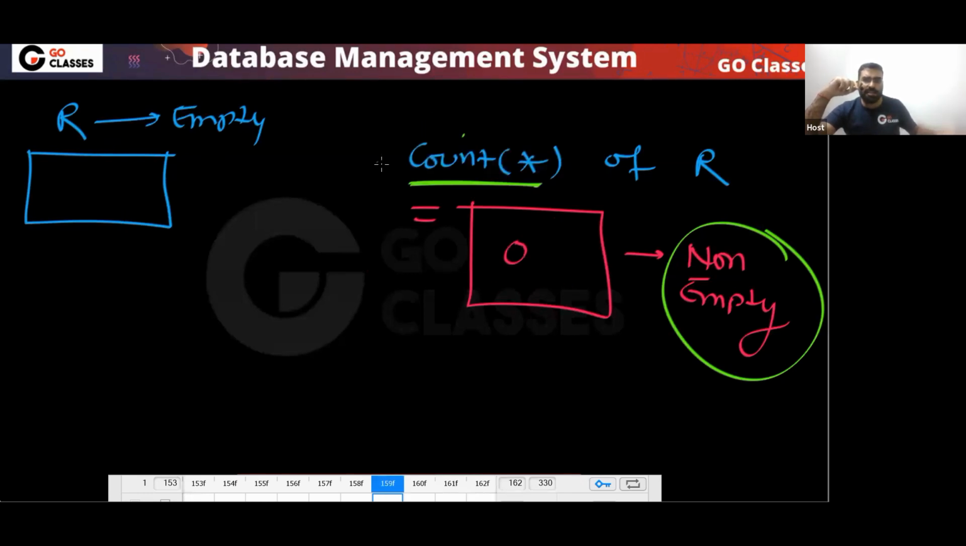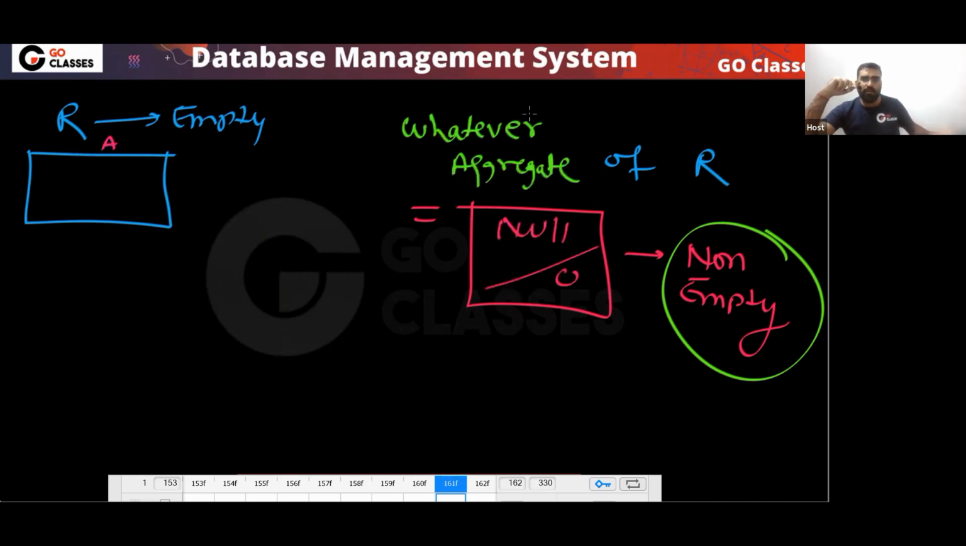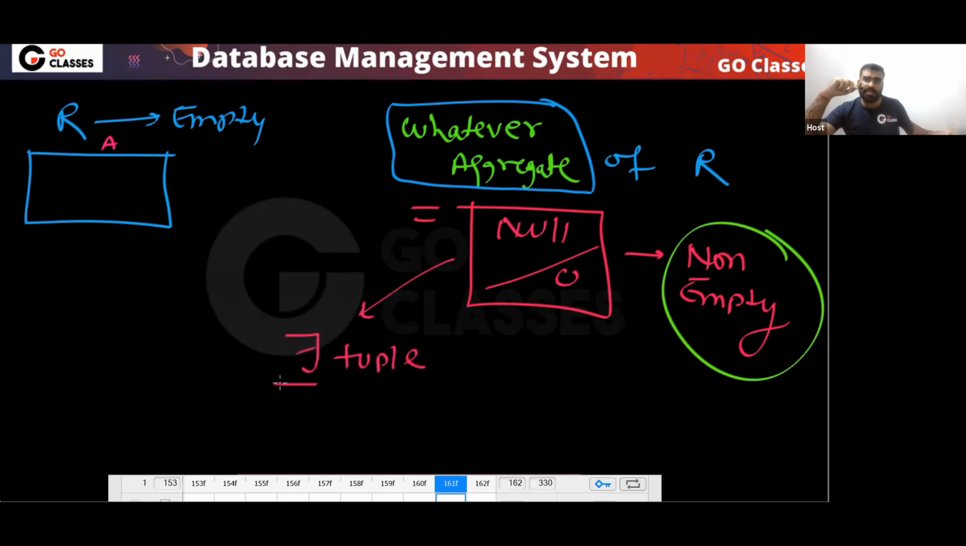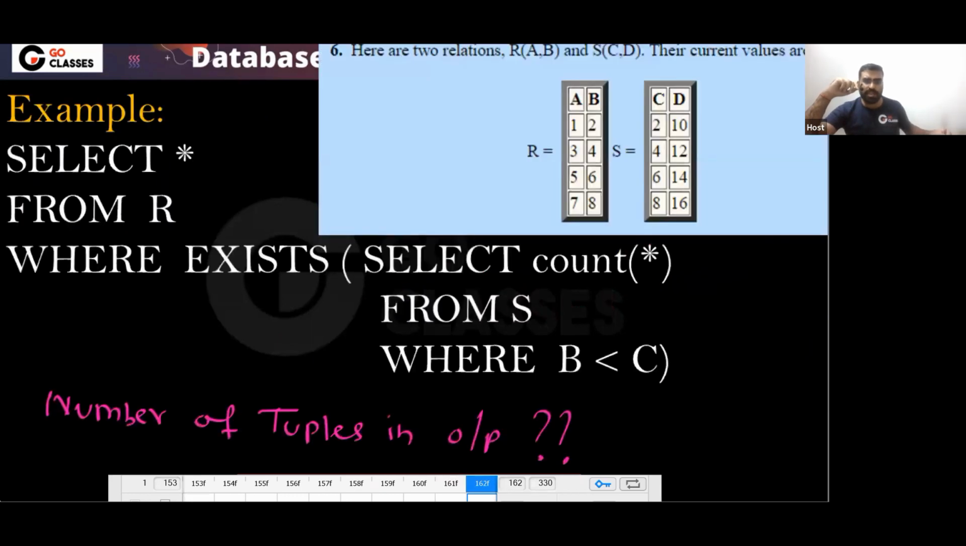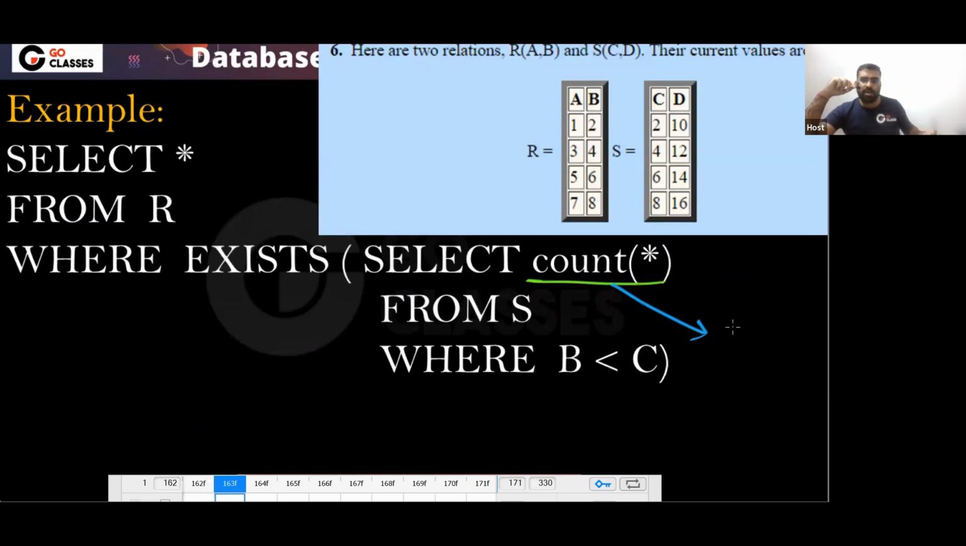Even if your relation is empty, even if no one satisfies, you will get zero, which is not empty. Even if no one satisfied, you will get sum of A equal to null, which is not empty. Whatever aggregate function you take, you will either get null or zero. You will get at least one tuple. Yes or no? There exists a tuple, so this is non-empty. You don't even have to check it. This count star will always give you non-empty.